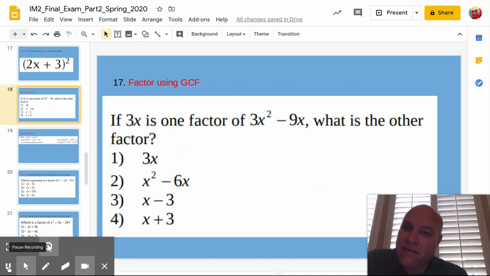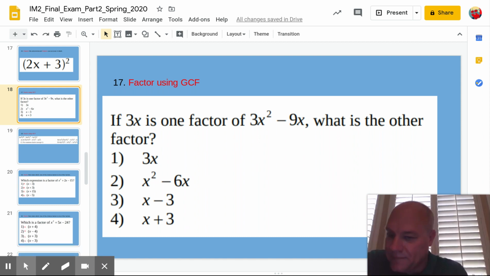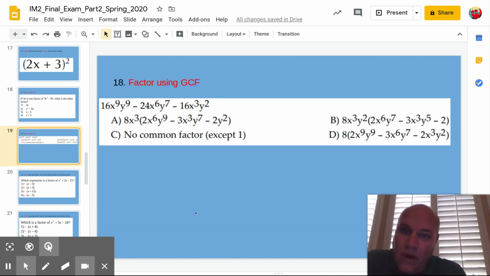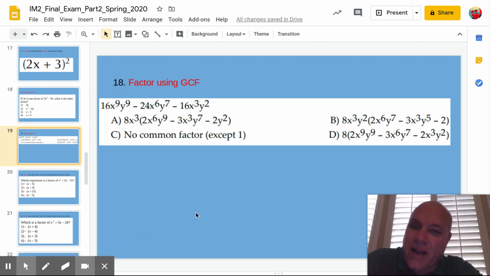Question 17, factor using GCF, greatest common factor. So 3x is one of the factors of 3x squared minus 9x. Your original polynomial is 3x squared minus 9x, and you're pulling out the 3x, that's your GCF. What's the other factor? They basically gave you the GCF, just write it in factored form, and you'll have your answer here.